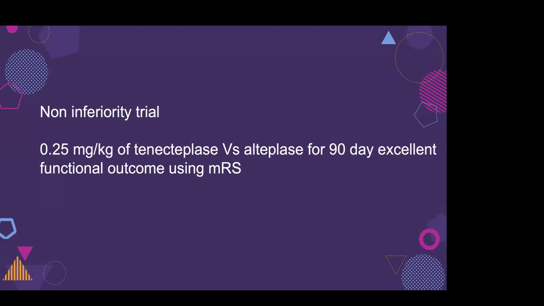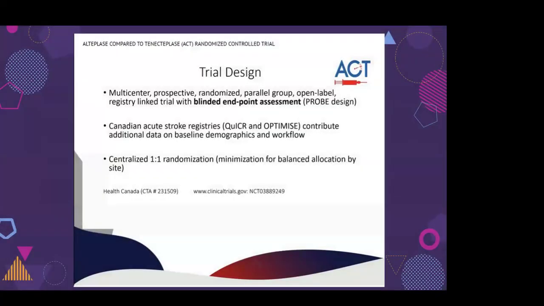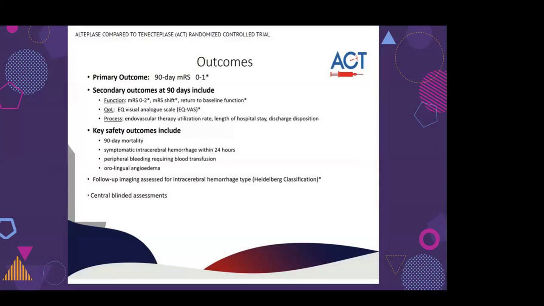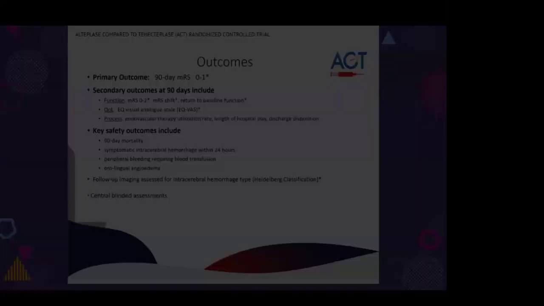Again, the dose was 0.25 milligram per kilogram, and it was a multi-center prospective randomized trial, and one-to-one randomization was done. The primary outcome in all of these studies would be to see 90-day mRS 0 to 1, and the secondary would be 0 to 2 versus ICH versus mortality versus any other bleeding areas or orolingual angioedema. All of these studies would have more or less the same primary and secondary outcomes at 90 days.